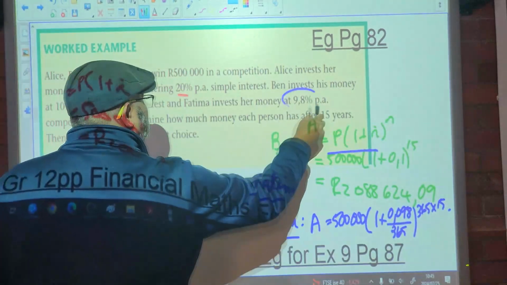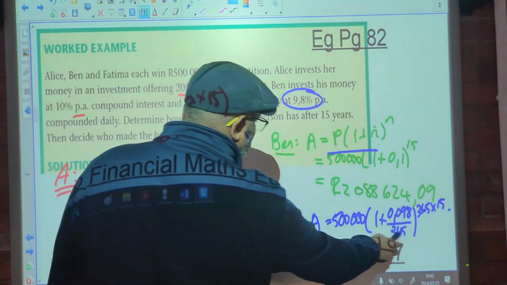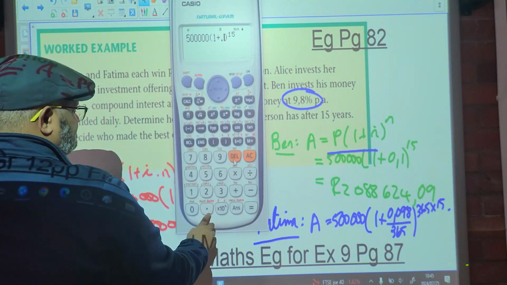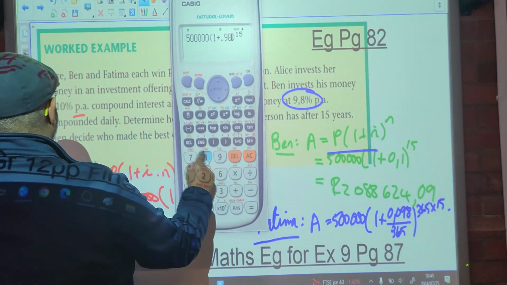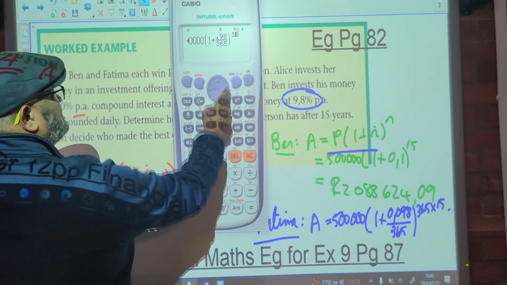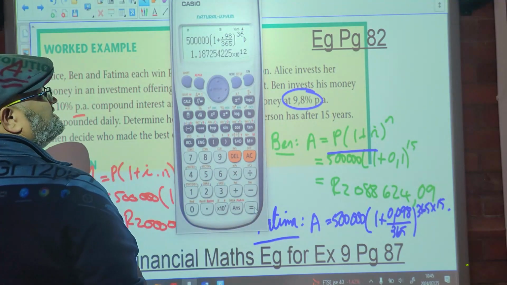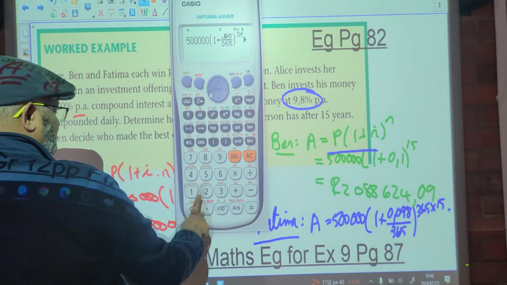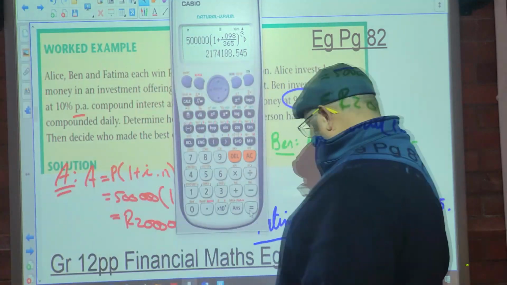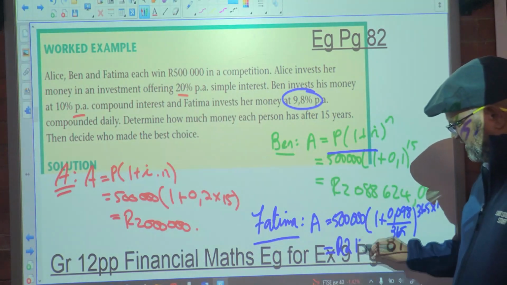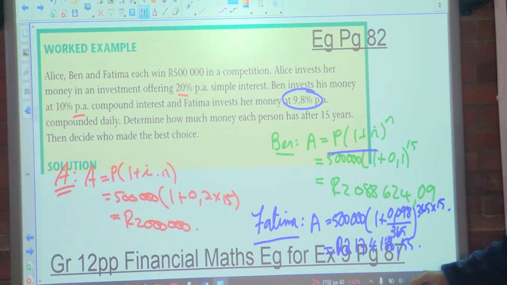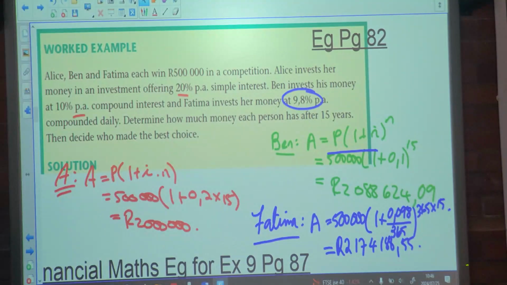Although she has the lowest interest rate, it compounds much more than Ben. So that would be 0.098 compounded daily, 365. Fatima did that. Good investment. There you go. 2,174,118.55. Therefore, who's making the best investment? Fatima is making the best investment. Why? Because that's the better return.